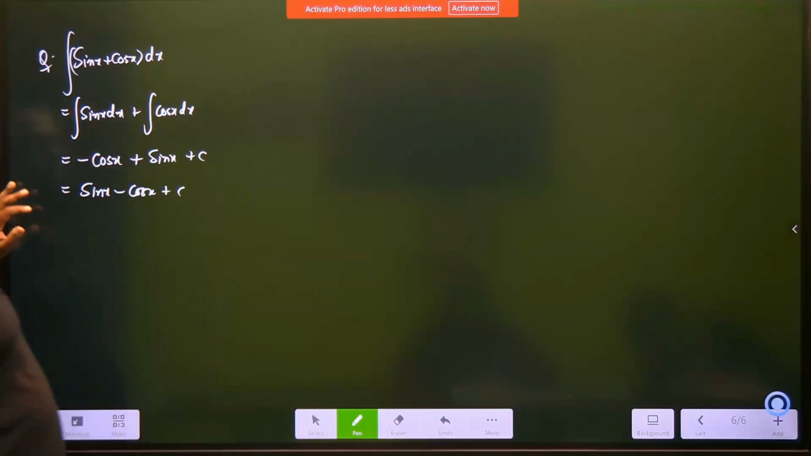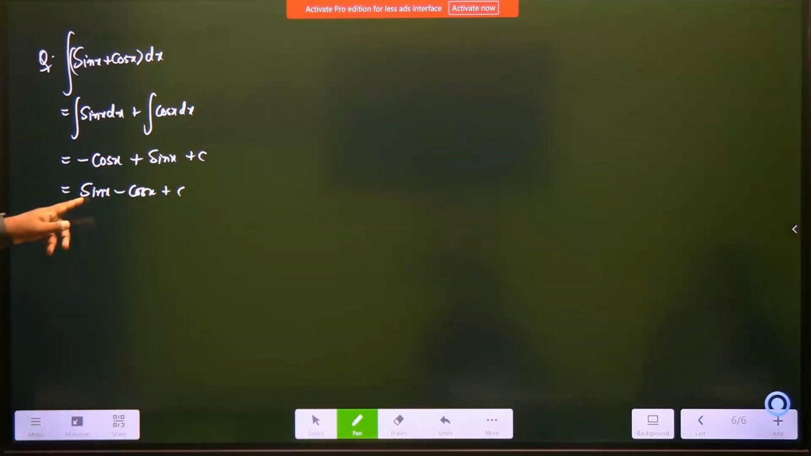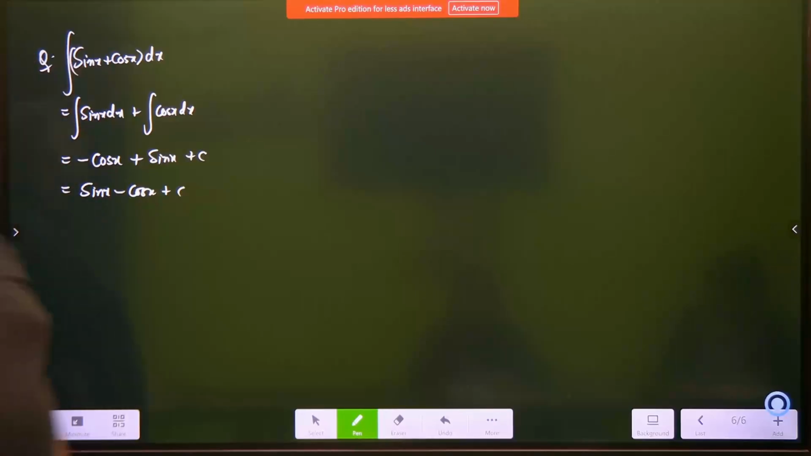Now children, differentiate this. What is d/dx of sin x? Cos x. And d/dx of cos x is minus sin x. So this is minus plus sin x.